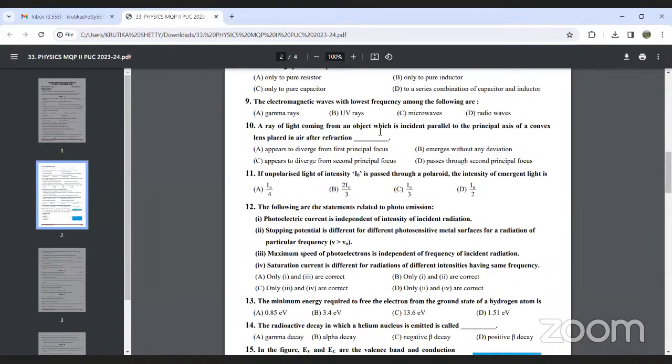A ray of light coming from an object which is incident parallel to the principal axis of a convex lens placed in air, after refraction: appears to diverge from first principal focus, emerges without any deviation, appears to diverge from second principal focus, passes through the second principal focus. Yes, so what about other students?